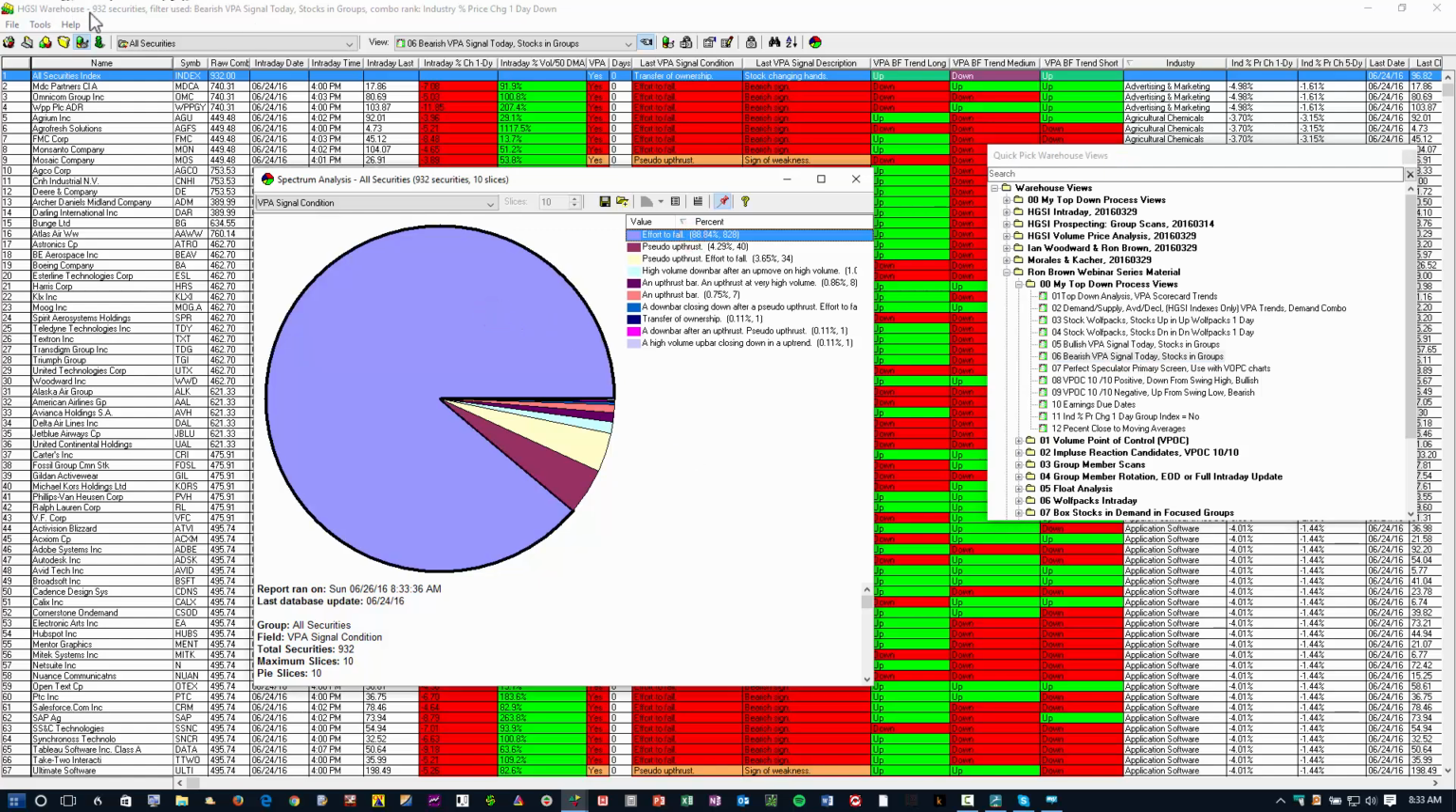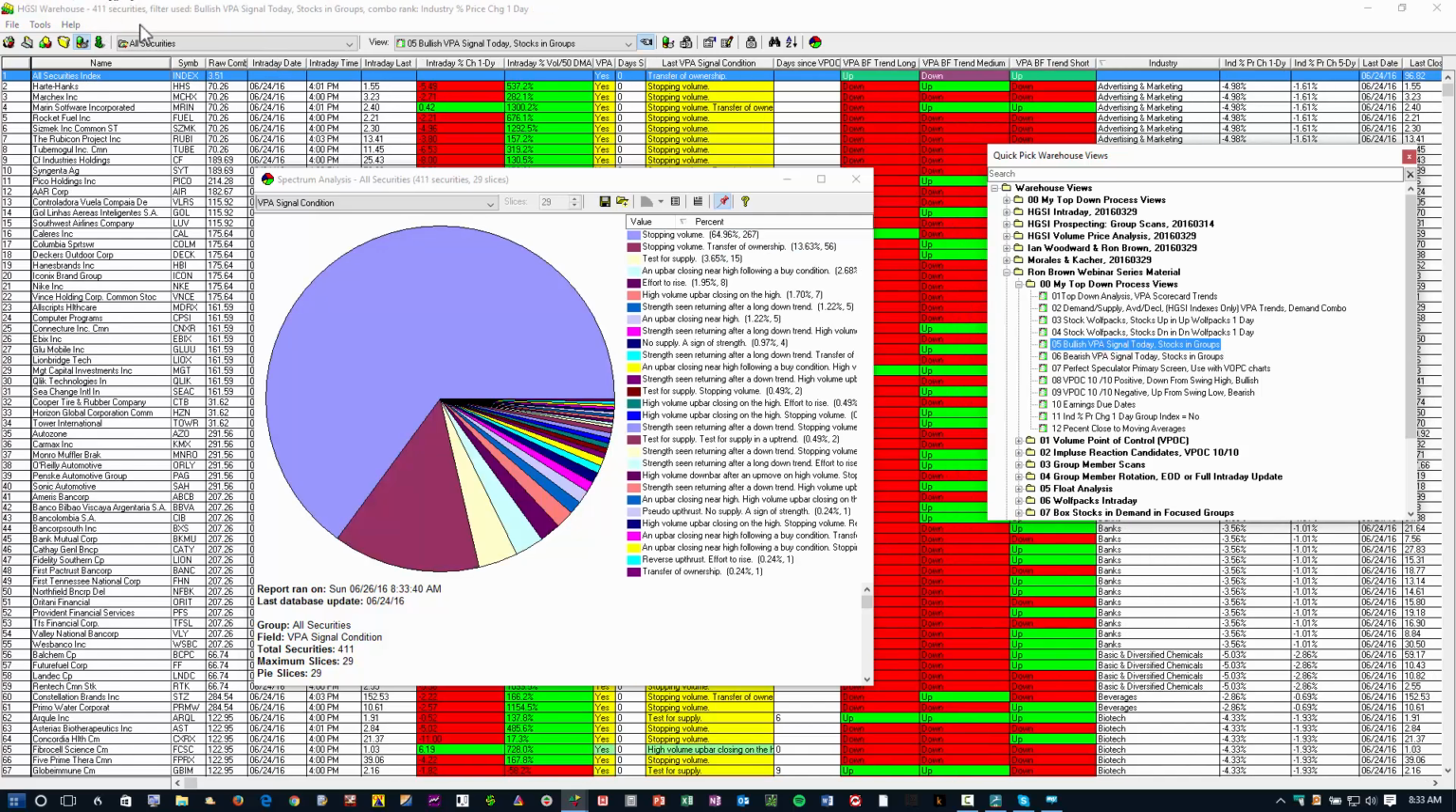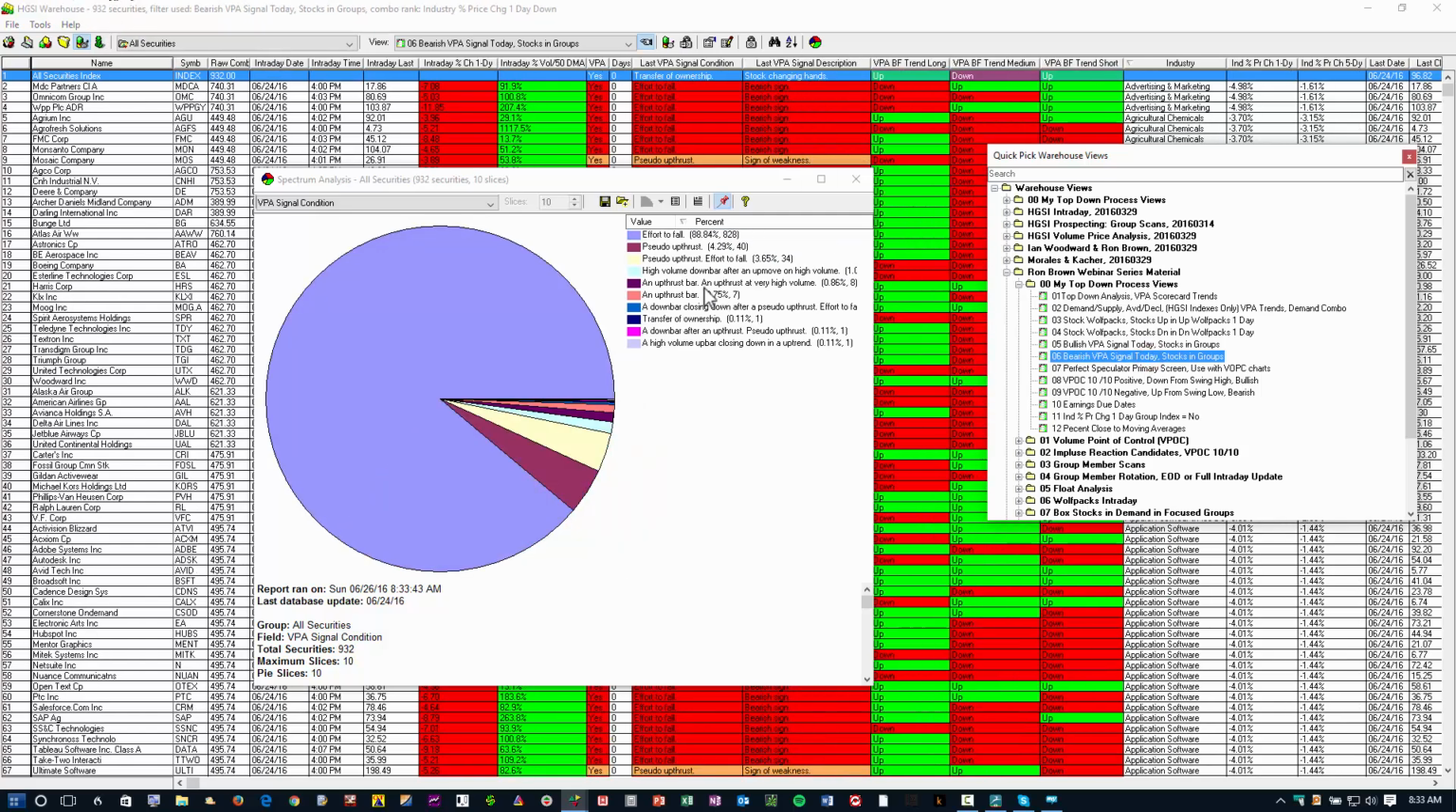Now let's go to the bearish VPA signs and look at this. There are 932 of these. How many positive? Only 411. And look at this effort to fall. A major sell signal, 88.84% or 828. Pseudo up thrust, in other words, it traded up and then fell back. And then here's a combination of the two. This is what dominates the downside groups.